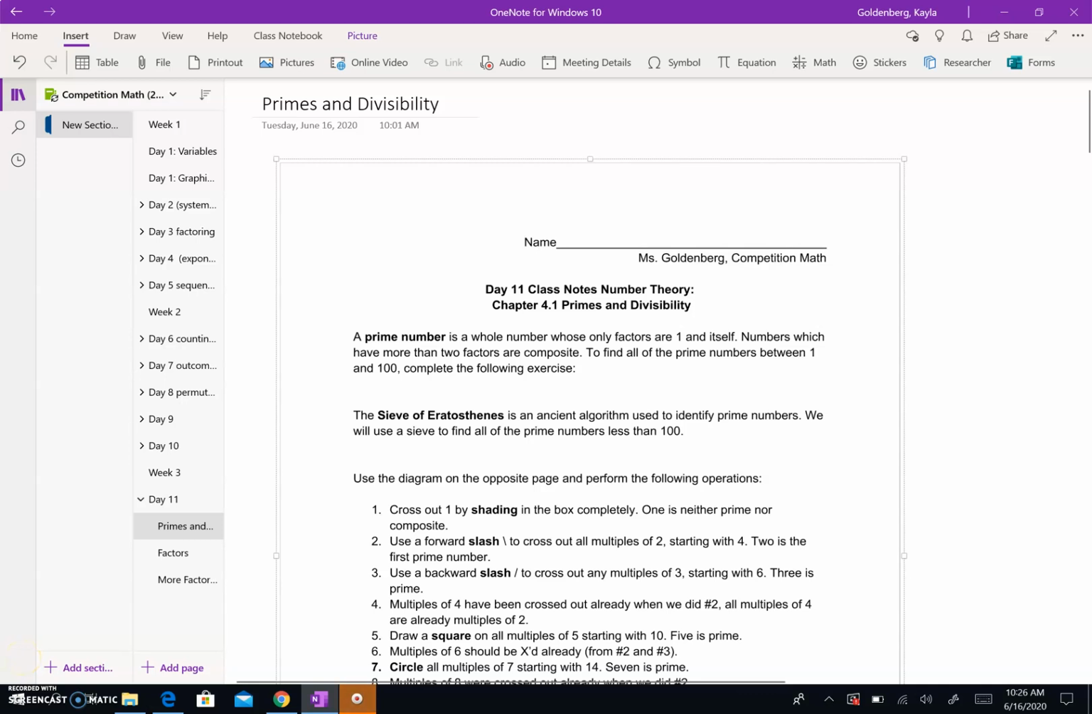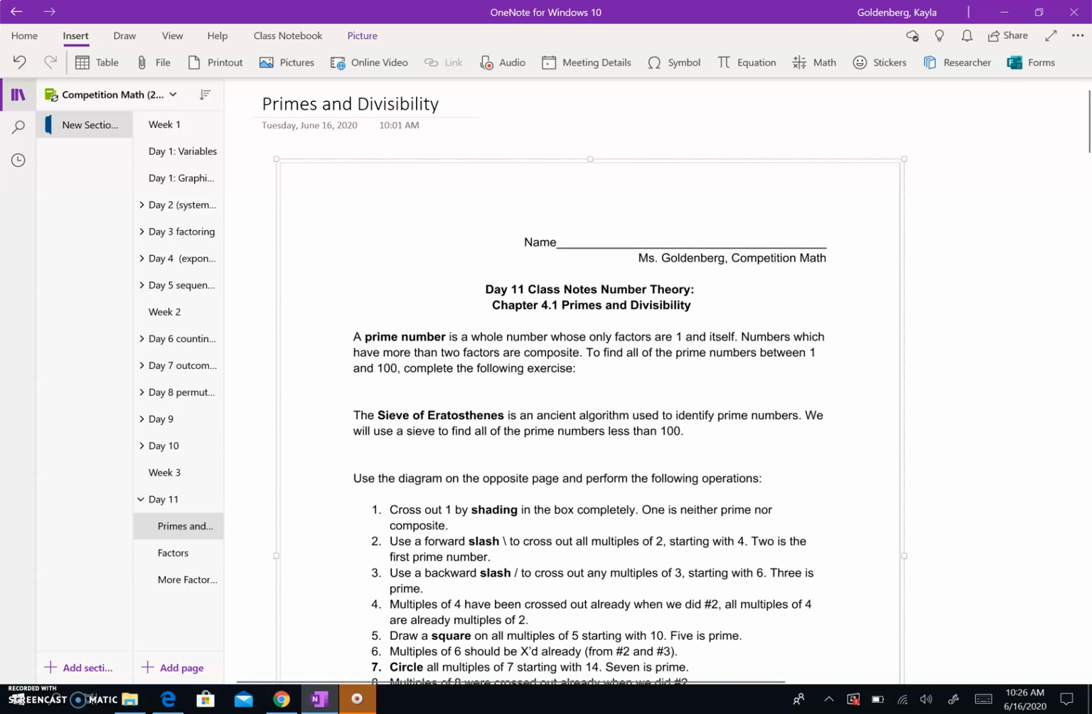Congratulations to finishing week 2. We are now starting our last week, week 3. I don't know how the time has gone by so quickly. And what we're going to be doing is leaving behind probability, and we're moving to our next topic, which is number theory.